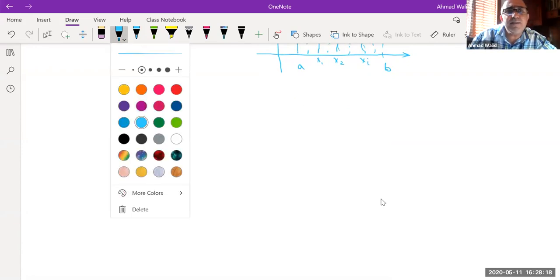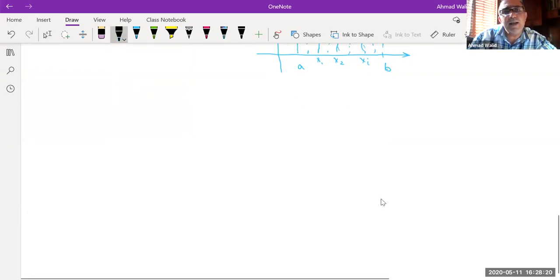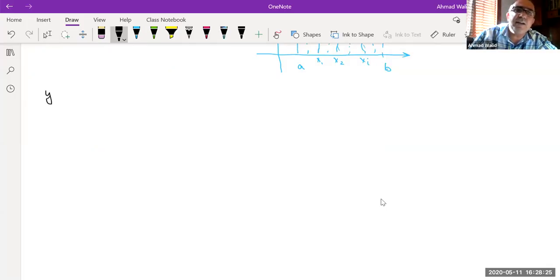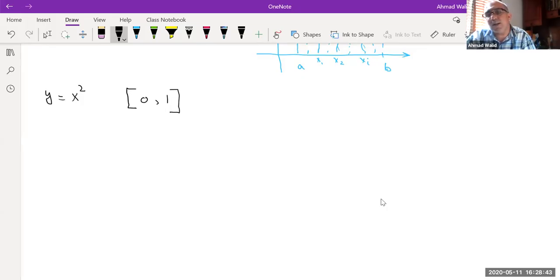Let's start with a very simple example, a curve that you may already know. Let's find the area of the curve y equal x squared in a closed interval 0 to 1. I want to calculate this area. Everyone knows the shape of y equal x squared? No problem, I choose the easy function. Y equal x squared, a parabola opening upward. All of us know this shape, right? Let me draw that.